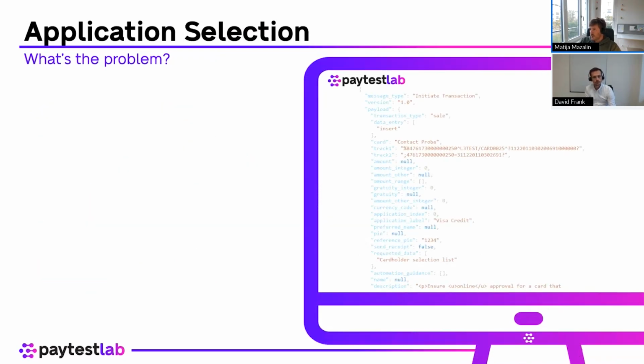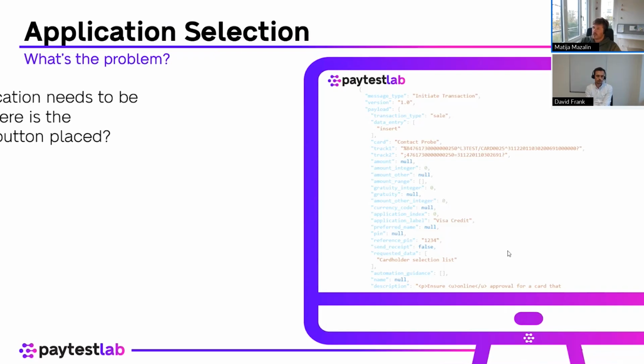Application selection. What's even the problem there? Why didn't we have this yet? Imagine we get from the level 3 tool a JSON out of which we have to create a test case. It tells us, please create a sale, please use the insert card, the application label will be Visa credit, the PIN, if in cases there is, 1, 2, 3, 4, and so on. Based on this, we have to then go into the states and actions and figure out what it is.